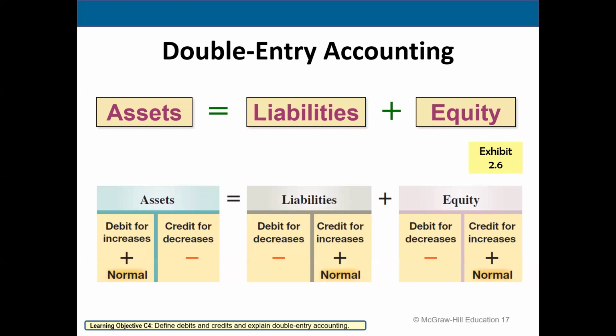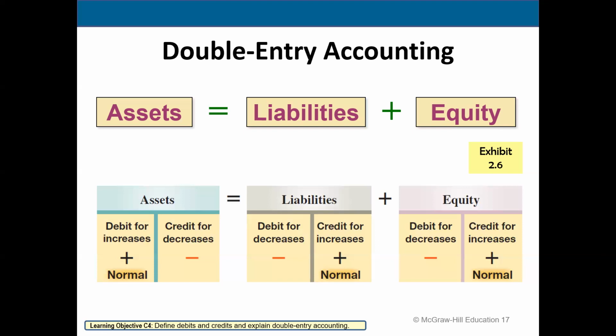Also, you'll see it says normal on there, and you'll notice a pattern, and that is that normal is always on the side with the plus, or always on the side that increases the account. So the normal balance of an account is simply the balance of the account that we would expect to see. And since we would expect to see positive balances in accounts, not negative balances, then the normal balance is always the side that increases the account. So that's a pattern you'll see over and over.